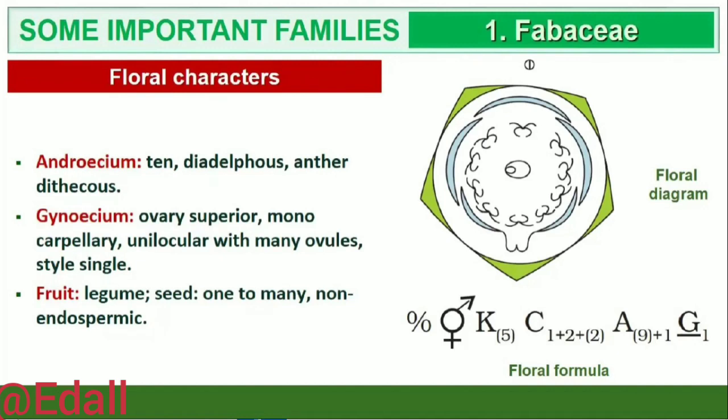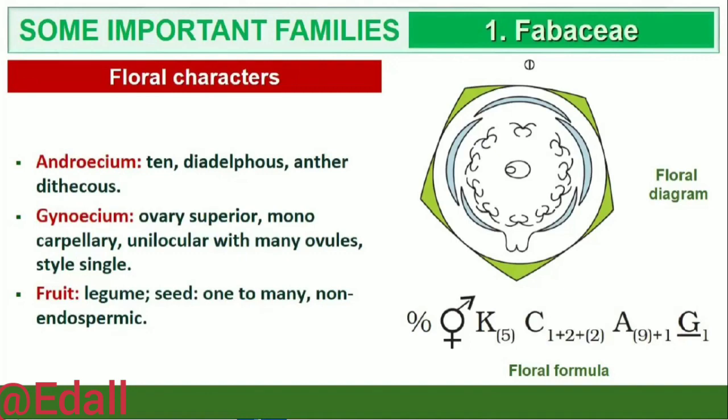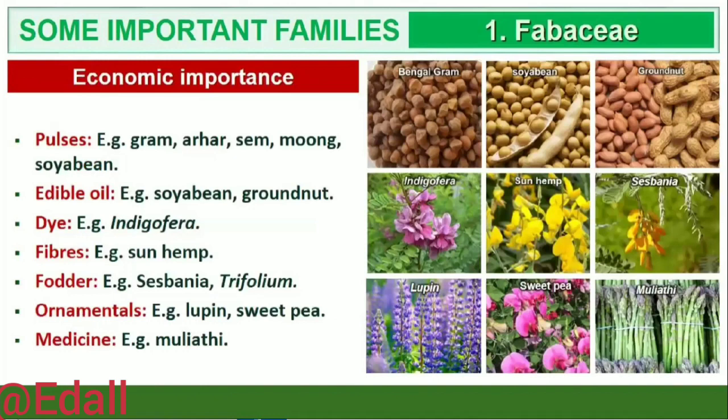Floral formula: zygomorphic, bisexual, calyx 5, corolla 1 plus 2 plus (2), androecium (9) plus 1, gynoecium 1. Now write down the floral formula by yourself. Economic importance. Many plants belonging to the family are sources of pulses: gram, arhar, soybean; edible oil: soybean, groundnut; dye: indigofera; fibers: sun hemp; fodder: sesbania, trifolium; ornamentals: lupin, sweet pea; medicine: mulethi.